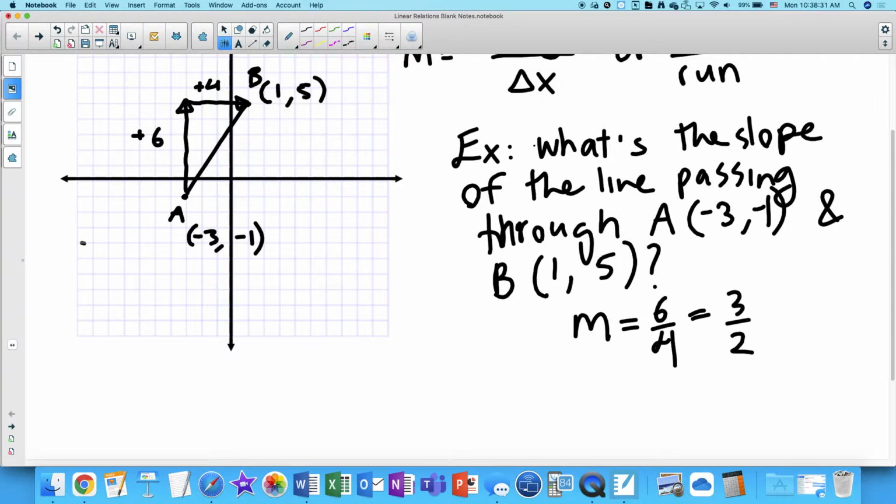How could I get the value 6? The value 6 represents my rise, my change in y. That is going to come from the y coordinates, because those represent my vertical. How could I get that number 6 from the numbers 5 and -1? What would I have to do to those two numbers?